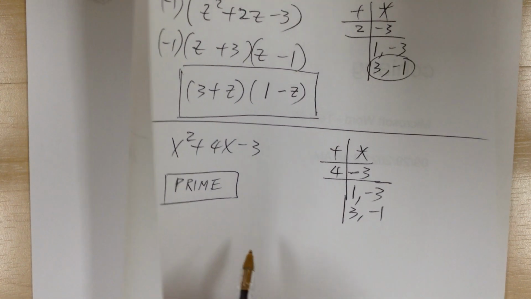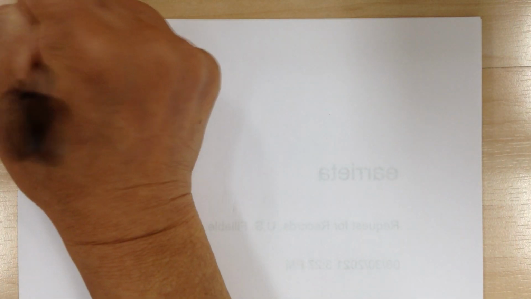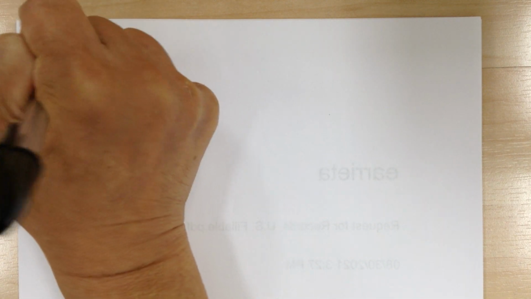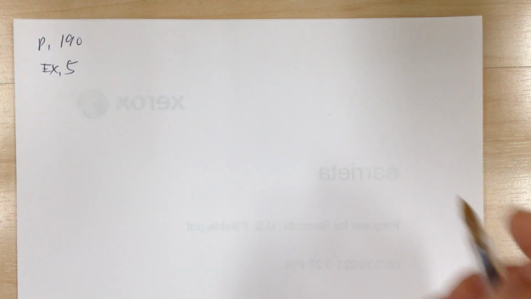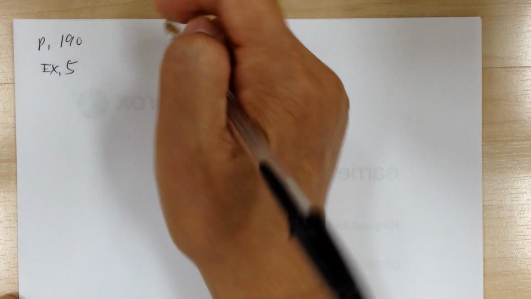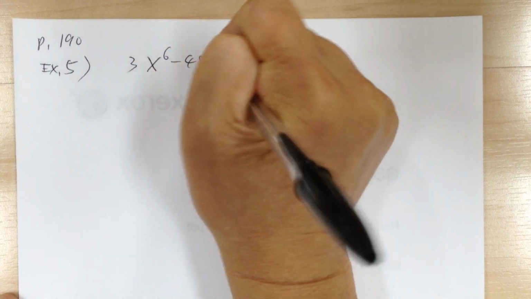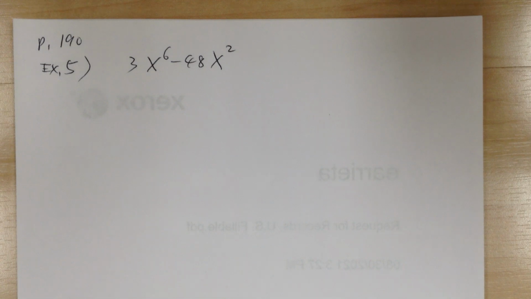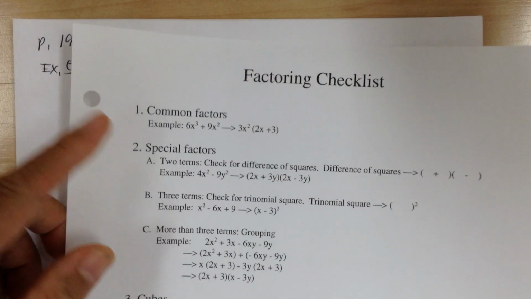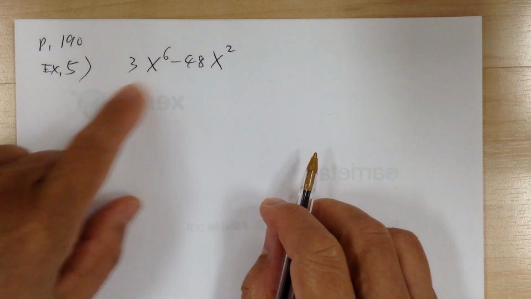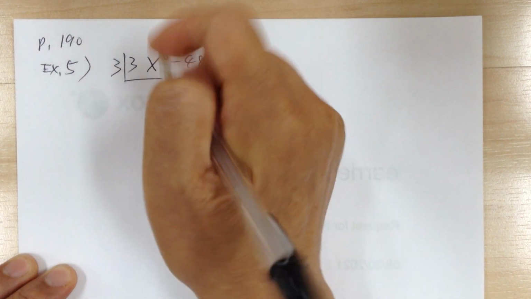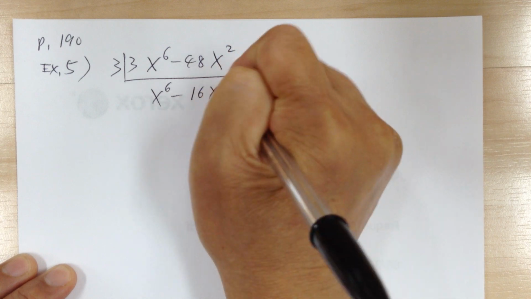Okay, let's go to example 5. Okay, example 5, you want to factor 3 x to the 6 minus 48 x squared. You want to factor it completely. So you can remember every problem, go through the list. So step 1, you have to do the common factor. So 3 and 48, you can factor out a 3. So you got x to the 6 minus 16 x squared.